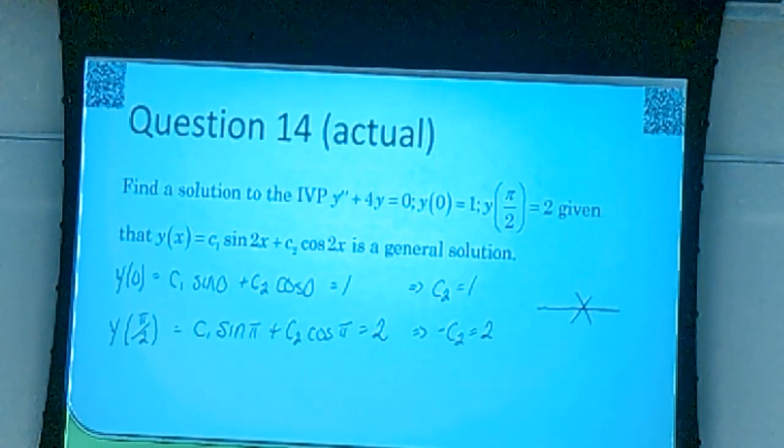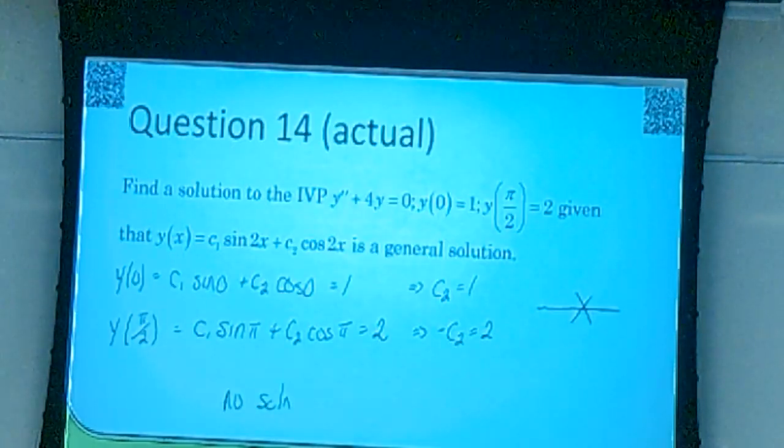That is what we call a contradiction. That means there's no solution. That IVP has no solution. Oh, actually, that's a boundary value problem. It's a BVP.